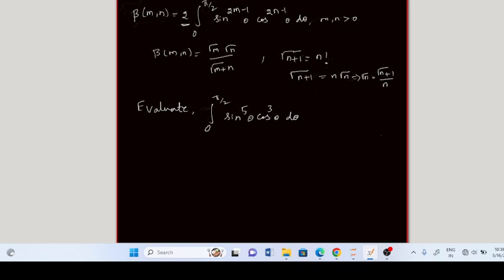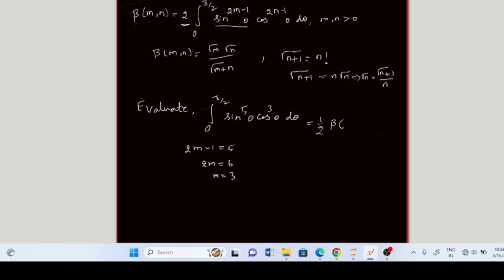So while writing this one, we must modify it and write it as 1 by 2 of beta of m and n. Here we compare with the definition, sine power 2m minus 1. So power 2m minus 1 is equal to 5. We modify this: 2m equal to 5 plus 1, which is 6, so m can be written as 3.